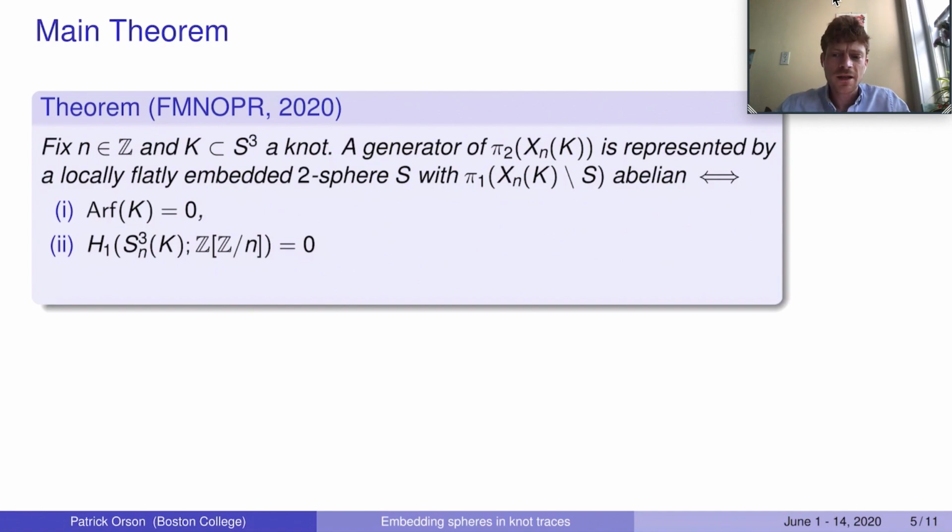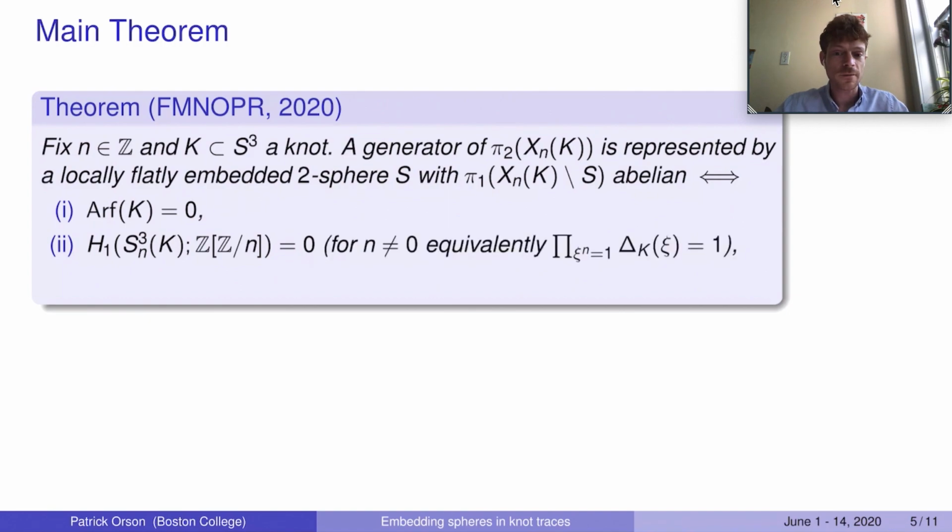So if n is 0, that's talking about the zero surgery, and it's talking about the infinite cyclic cover. So actually, when n is 0, that's the Alexander module. So when n is 0, it's saying the Alexander module vanishes, or equivalently, the Alexander polynomial is 1. When n is not 0, actually, there's a sort of pleasant recasting of this condition.